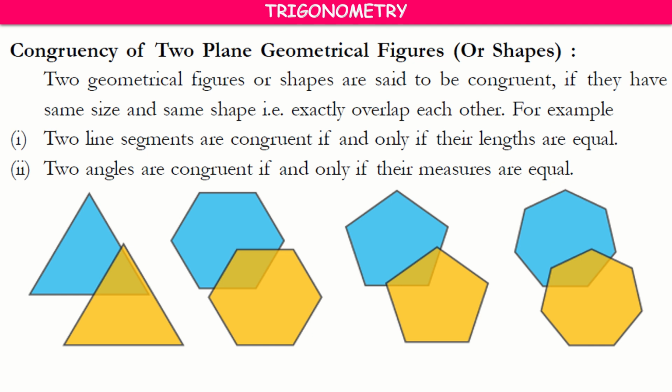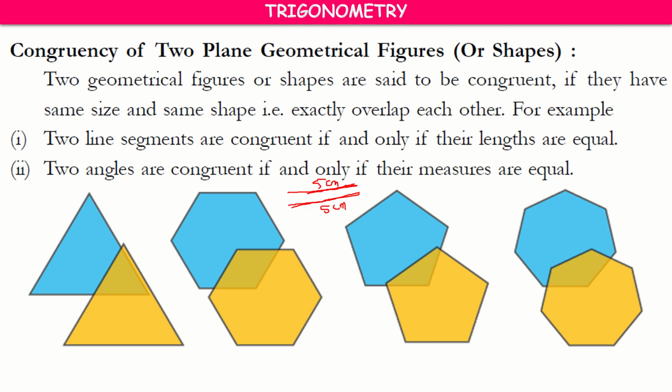Two line segments are congruent. I mean to say, suppose one line segment is 5 centimeters and another line segment is also 5 centimeters. Both are line segments and both are the same measure. Therefore, we can say these two line segments are congruent, right? If their lengths are equal, 5 centimeters and 5 centimeters, as both the line segments are 5 centimeters, we can say they are congruent figures.